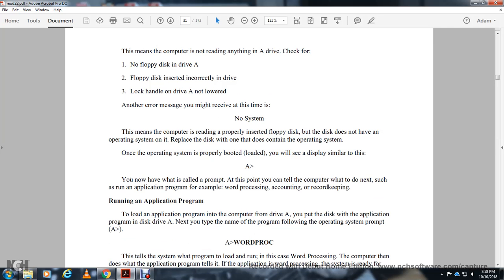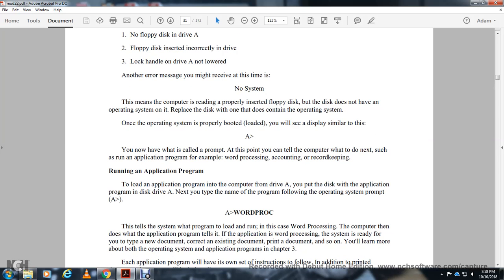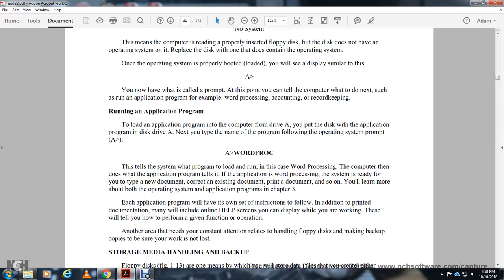Running the application program: load the application program disk into drive A. Next, type the program name following the operating system prompt, A greater than, drive A word proc. This tells the system program to load and run the word processor. The computer then does what the application program word proc tells it, and the system is ready for you to create a new document, correct an existing document, print the document, and so on. You will learn these with the operating system and application programs in chapter 3.